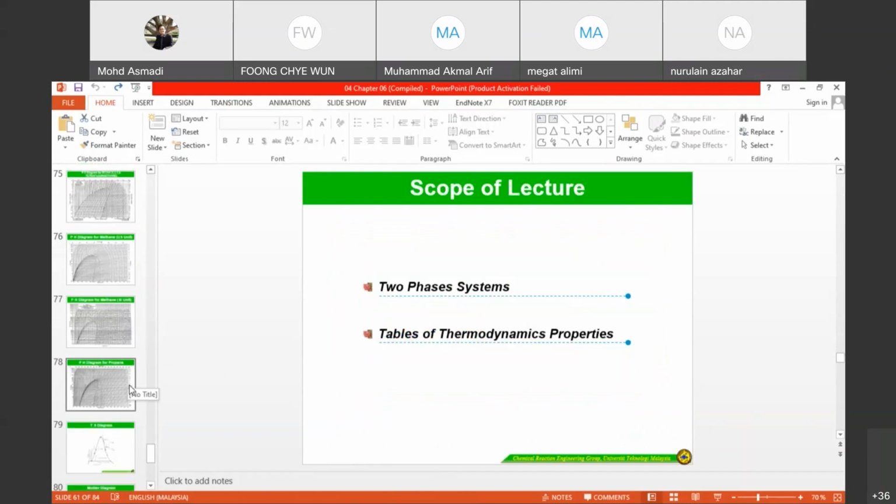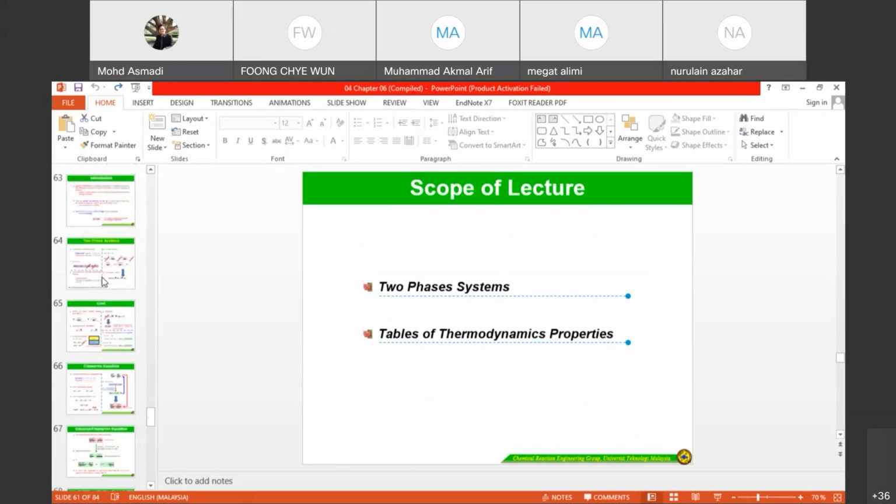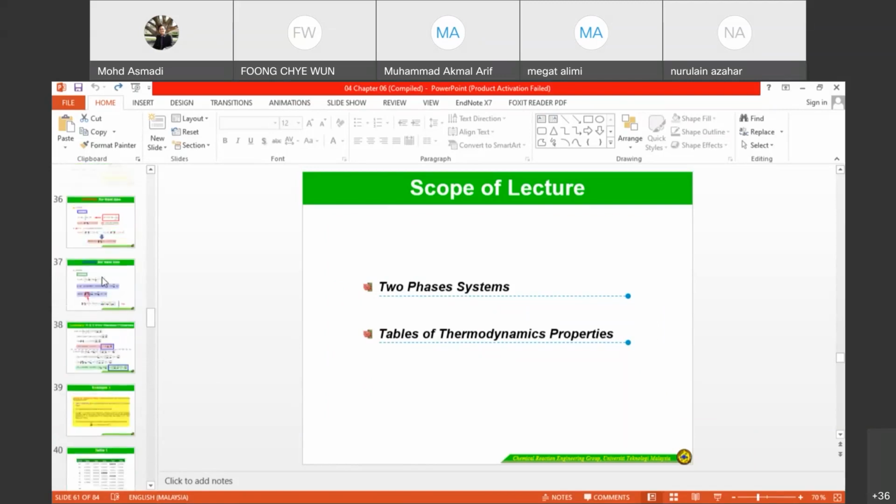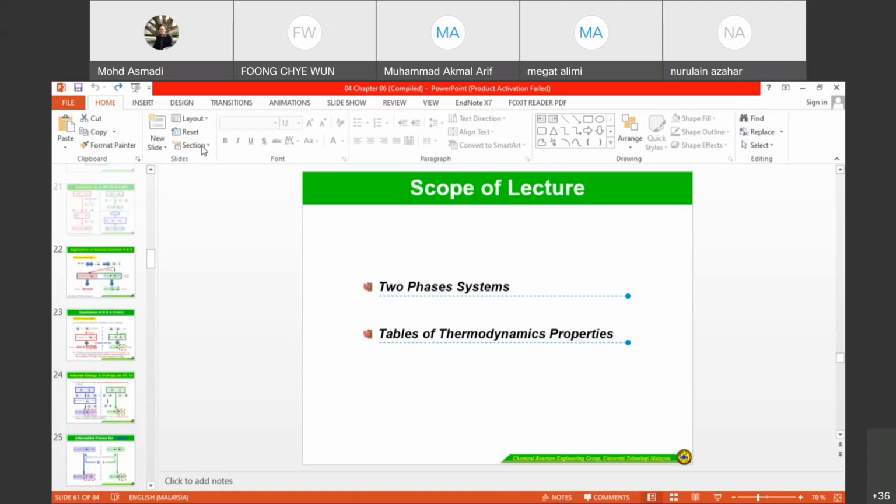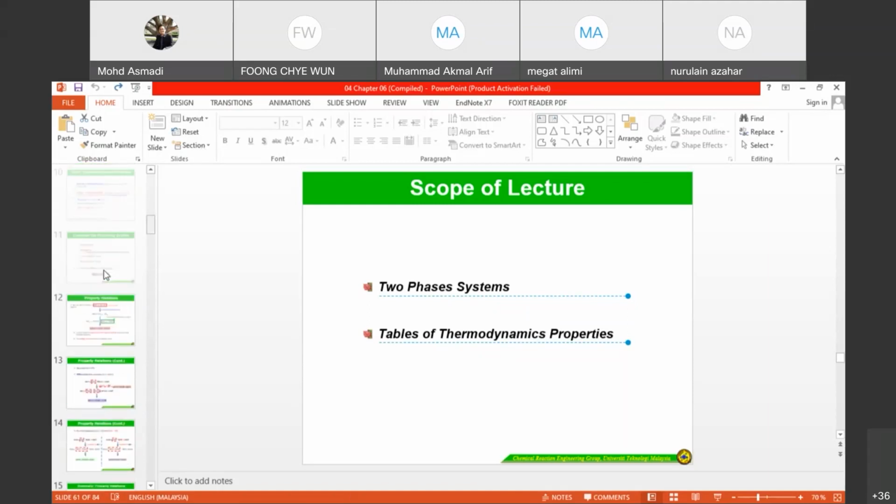But just remember, for this chapter we mostly focus on the delta residual properties. If you want to calculate the real thermodynamic properties, you have to combine with the MDCPS, MDPH, or IDCPS, IDPH, together with the ideal gas delta HIG or delta SIG. So you can get the actual thermodynamic properties. Okay, is it clear?